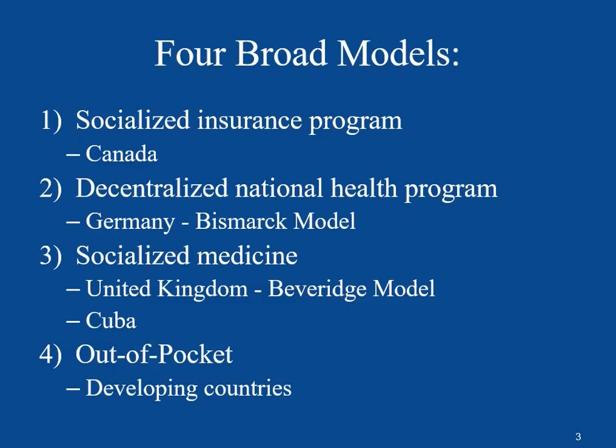There are 4 broad models of healthcare around the world. There's the socialized insurance program. An example is Canada. There's the decentralized national health program. An example is Germany. It's called the Bismarck model. There's socialized medicine. The United Kingdom has the Beveridge model. You also see it in Cuba. That may sound odd, but the United Kingdom and Cuba are both examples of socialized medicine. And there's out-of-pocket that you see in a lot of the developing countries.